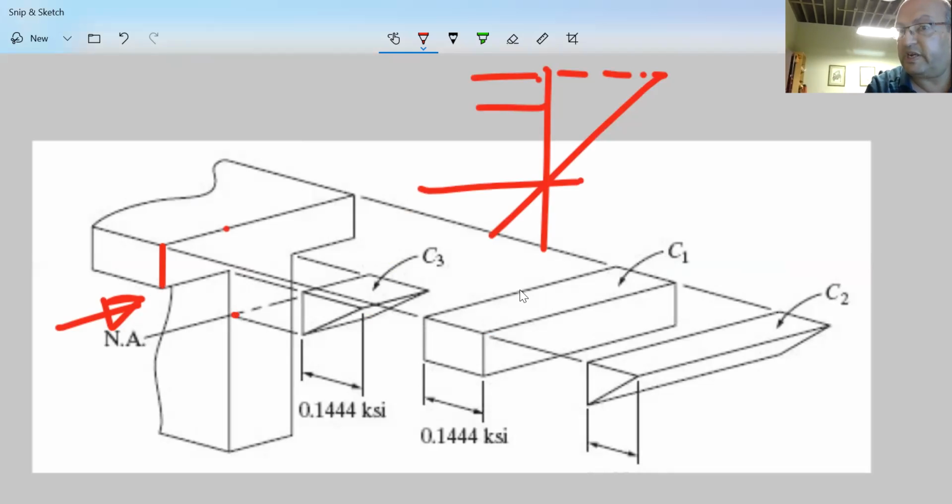Now, this is going to be triangular distribution applied on a T section. So I'm going to divide this into 3 areas. On the flange is going to be this top trapezoidal distribution, and on the web is going to be this triangular distribution. Okay.